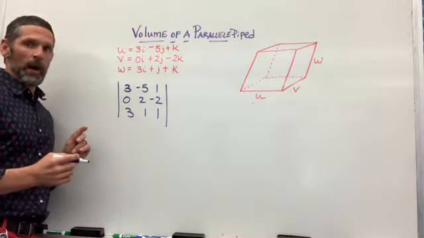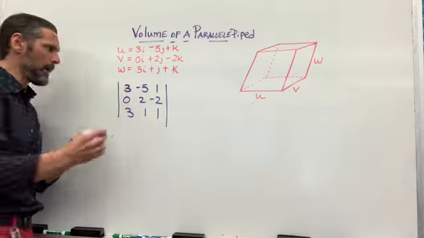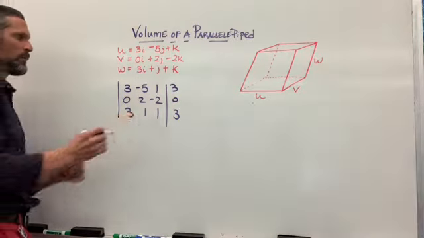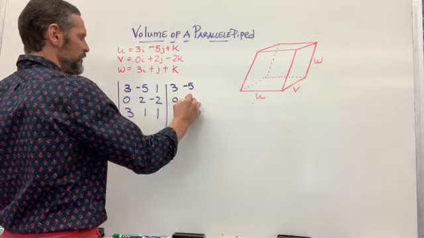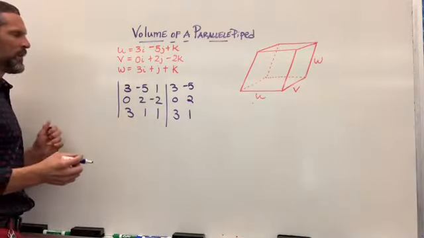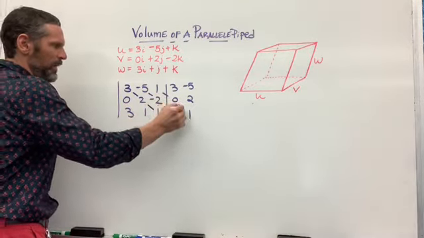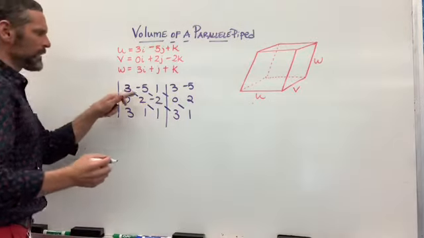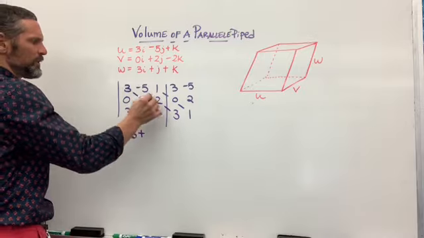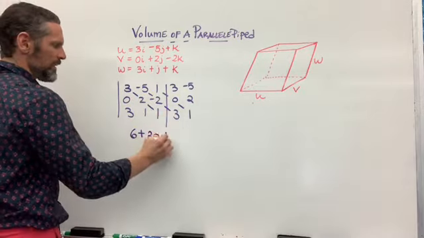What I will do, however, to find the determinant of this 3 by 3 matrix is write column 1 over again, 3, 0, 3, and then I'll write column 2 over again, negative 5, 2, 1. Now, remember, to find the determinant of a 3 by 3 matrix, first I'm going to multiply down and find each product and add them. So 3 times 2 times 1 is 6, plus 5 times negative 2 is 10 times 3 is 30, plus 1 times 0 is 0.